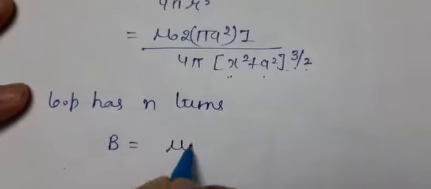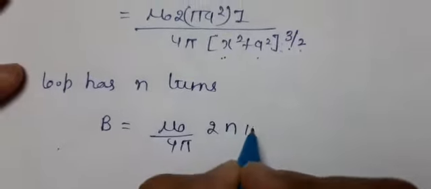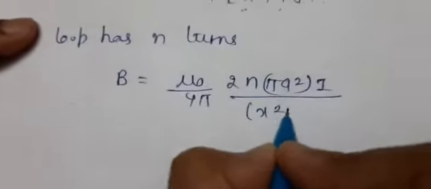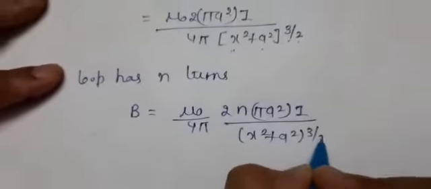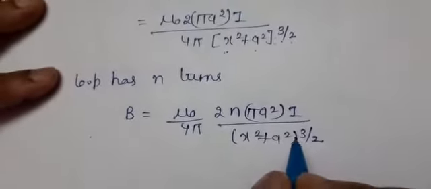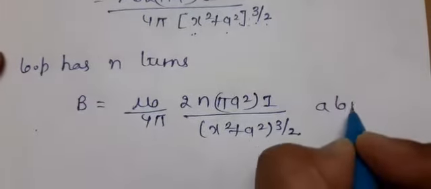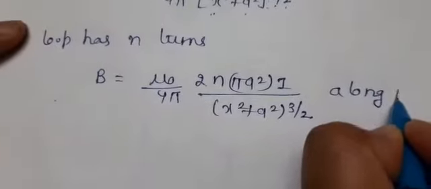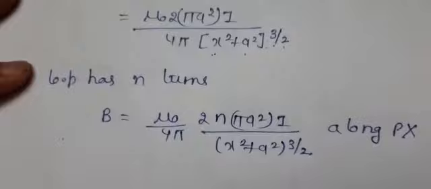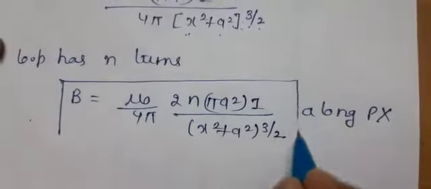This will be mu naught upon 4 pi, then 2n pi A square into I upon x square plus A square to power 3 by 2. And what will be the total direction? Because the sine component was along x-axis, this direction will be along OX or PX. Anything you can take. O and P are lying on the same axis. So you have to learn this result.